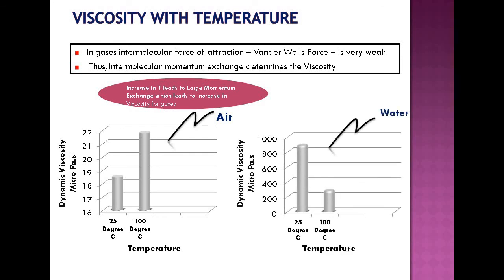You see one of the liquids, the most cited liquid, that is water. Water at 25 degrees Celsius has a viscosity of about 880 micropascal second. When the temperature is increased to 100 degrees Celsius, viscosity drastically reduces to about 250, 260. So there is a significant reduction in viscosity with temperature for water, and generally for liquids.